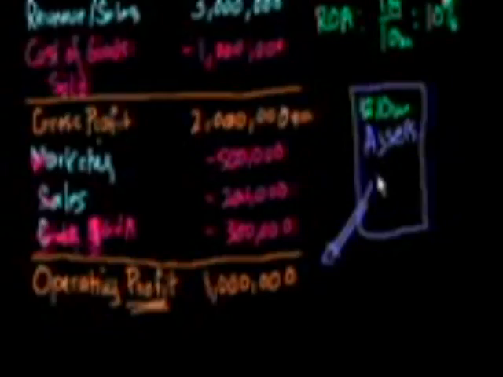For a $10 million investment, we're getting $1 million a year. We're getting 10% of our asset investment back every year. So that's a nice thing to keep in the back of your mind, this return on asset concept. And it's very closely tied to operating profit and the actual assets of a firm.